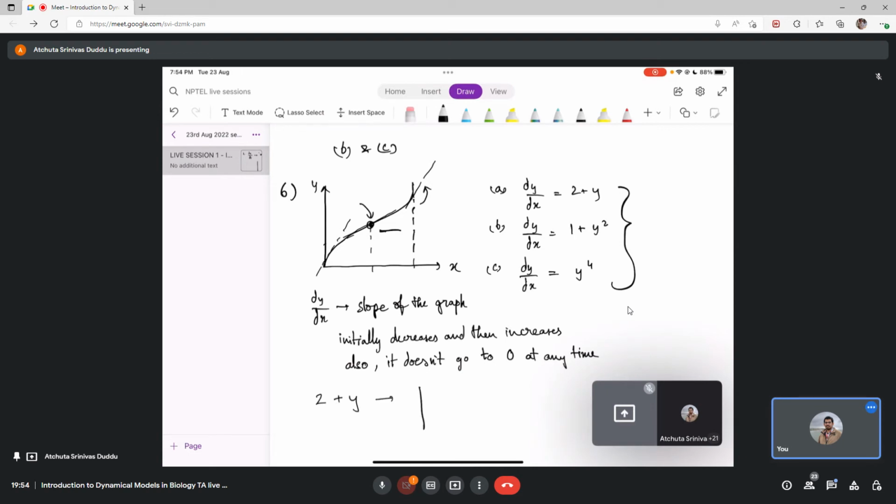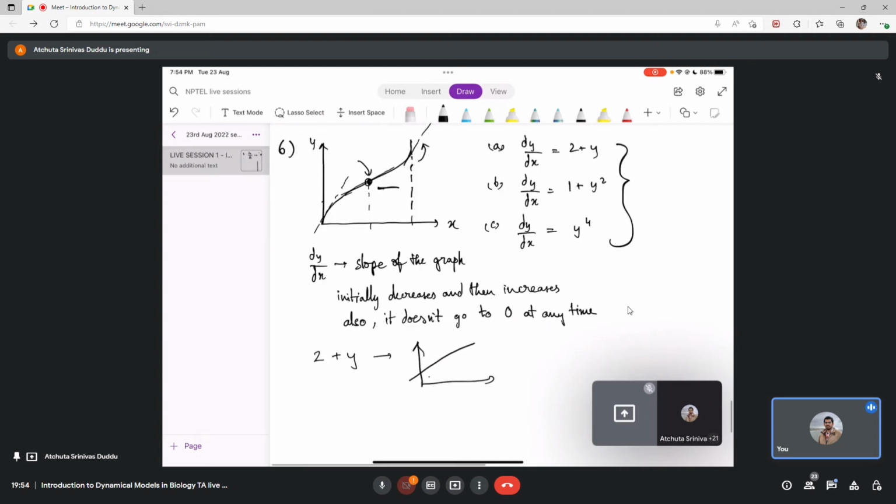That means it is something like this or this. So it is essentially a straight line. So there is no decreasing or increasing. It's always increasing. And coming to 1 plus y square or y power 4, they have graphs that are decreasing and increasing. So either y square or y power 4, you have something like a parabola for y square. Similarly for y power 4, but of higher order in this fashion. So what we are plotting here is not y, but dy by dx separately.